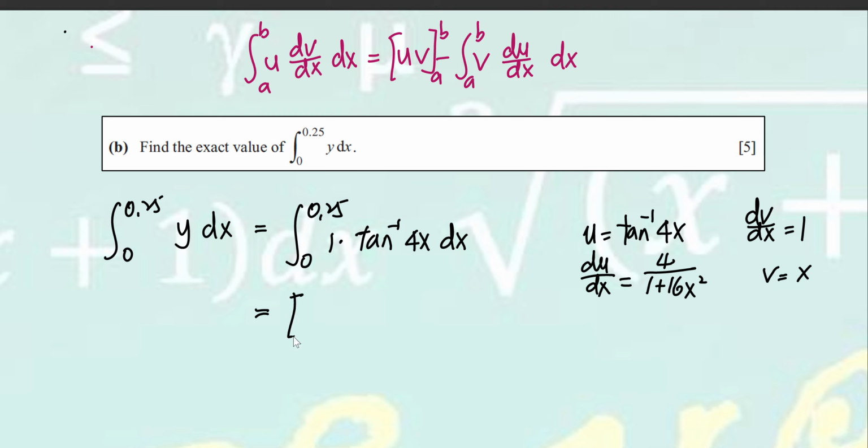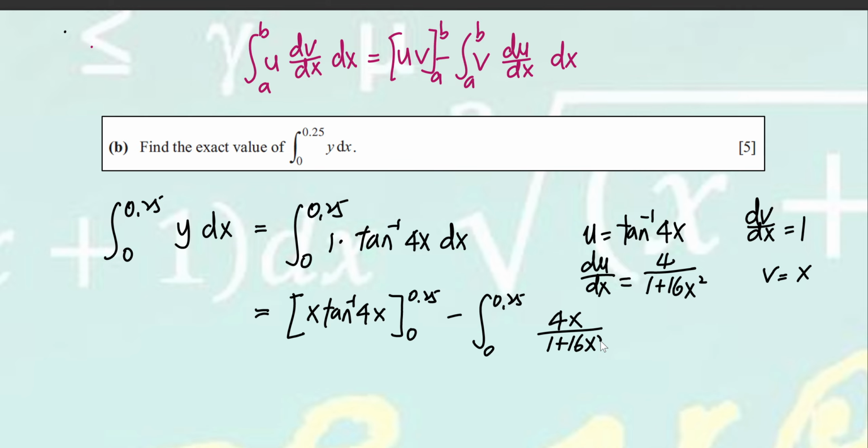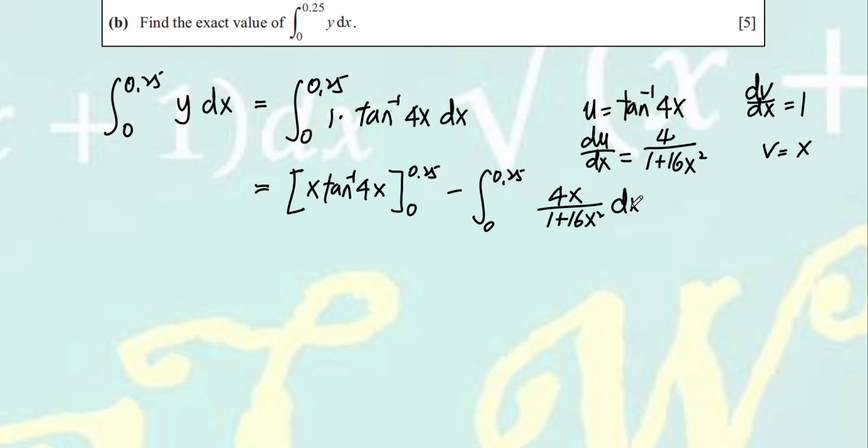And now use the formula, uv. So multiply, and minus the integration of v du/dx. When you multiply, I get 4x over 1 plus 16x squared. Okay, so for the first term, just replace the x by 0.25 and 0. So you will be getting 0.25 arctangent of 4 times 0.25, minus 0. Because the x is 0, so everything is 0.